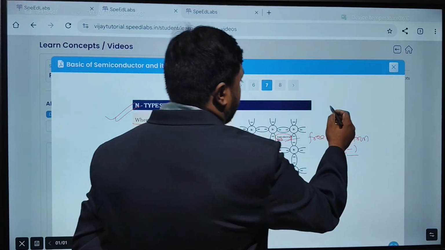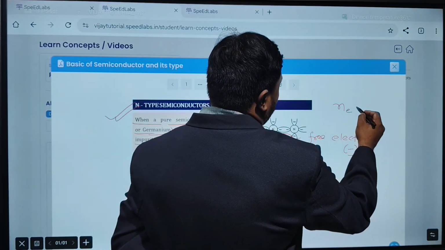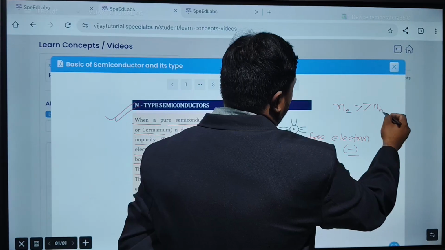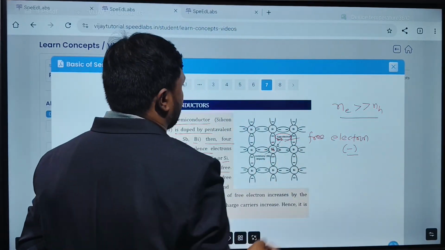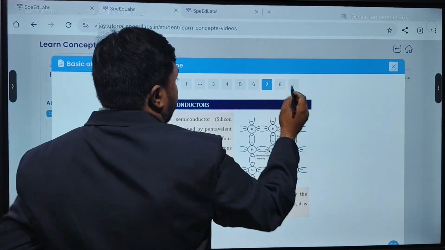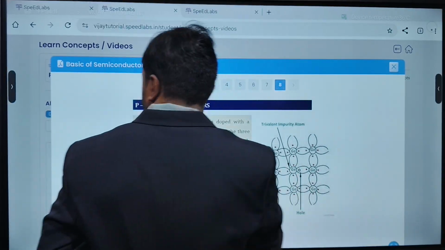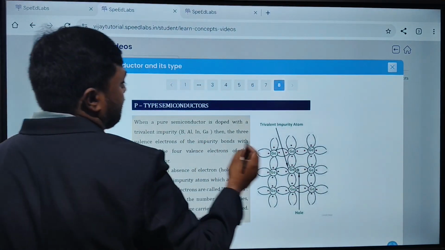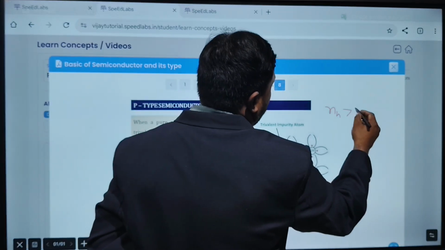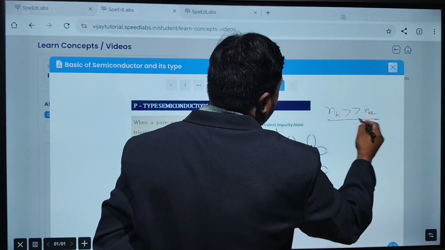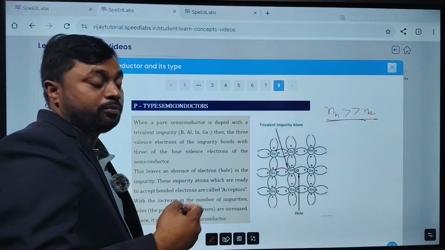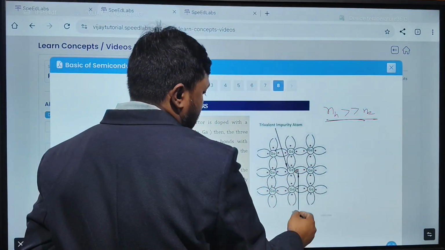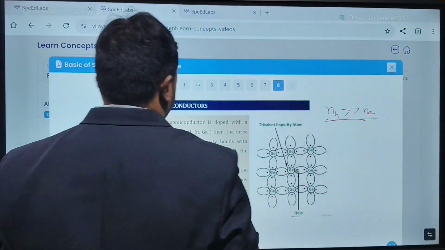So here we can say that in n type, the number of electrons is far more than the number of holes. Whereas in p type, you can remember, the number of holes is far more than the number of electrons. So conductivity is mainly due to the movement of holes. You can see this is the hole. Yes or no?